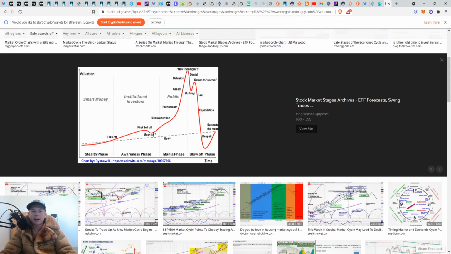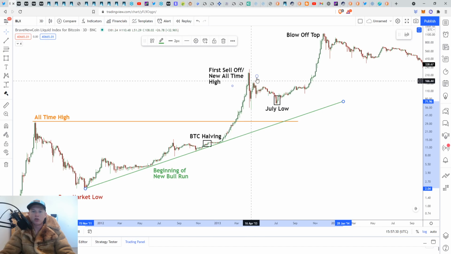And then we get our first sell-off. This is what's known as the bear trap, right? This is when the markets break into new all-time highs. We go into price discovery. And there's pretty much nothing but upside potential, but we always pull back after doing so. And that was this move right here.